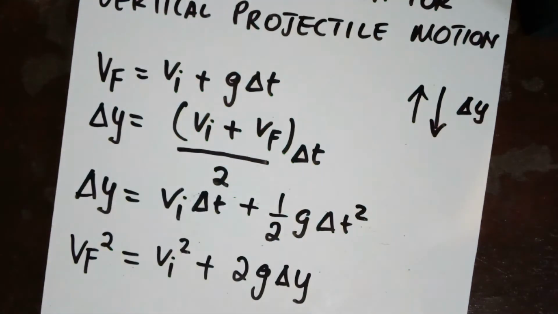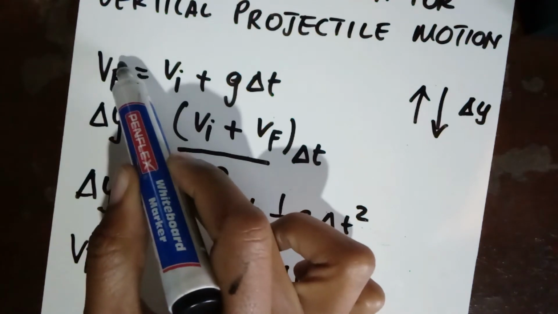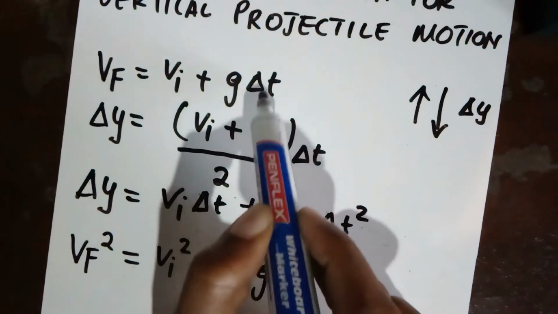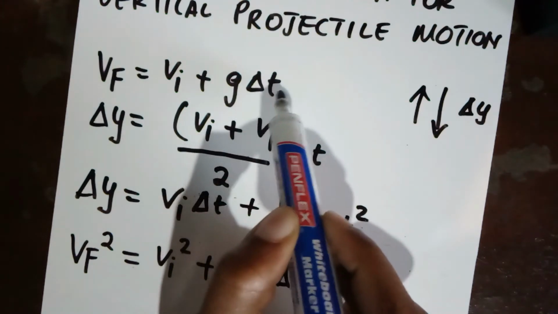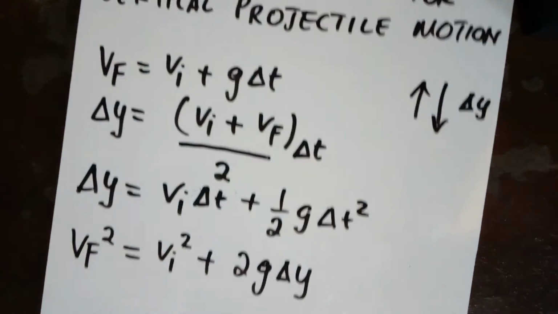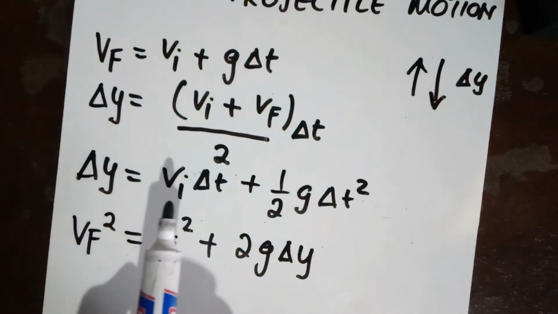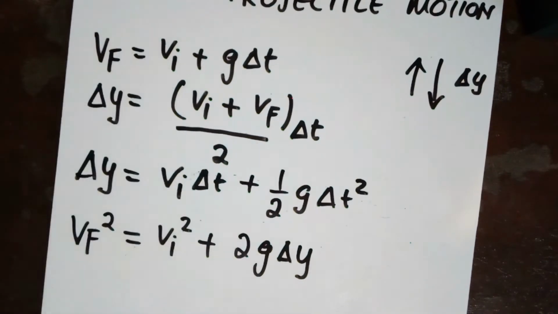So as we know, Vf is the final velocity of your projectile, Vi the initial velocity. g is the gravitational acceleration. This is the change in time. Delta t is actually just your time interval measured in seconds. What else? I think I've defined everything. Yes. Oh, and then the change in y would be the change in position.